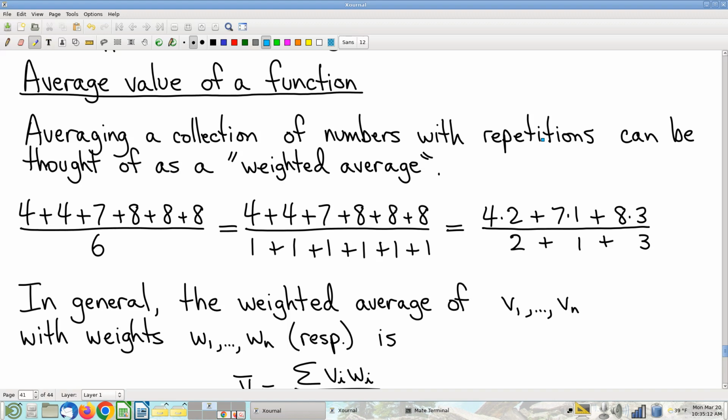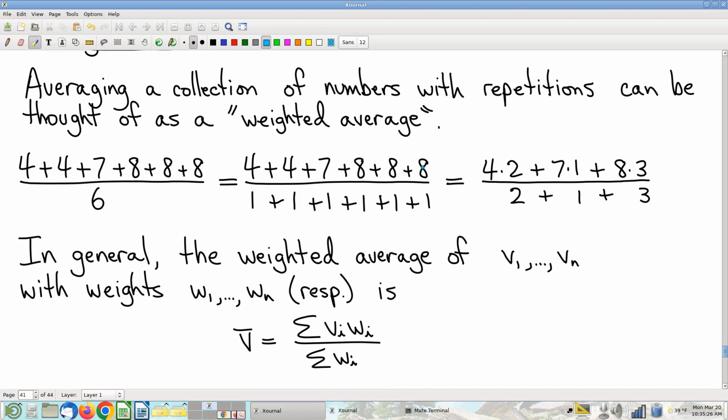Okay, so first I want to talk about a concept called the average of a collection of numbers with repetitions. We're going to motivate something called a weighted average. So, reminder, if you want to average a bunch of numbers, here's how you do it. You add them all up, you divide by the number of numbers. No big deal. I'm going to rewrite that like this. All I did is rewrite the 6 in the denominator. Notice that the number of numbers in the numerator is the same as the number of ones in the denominator.